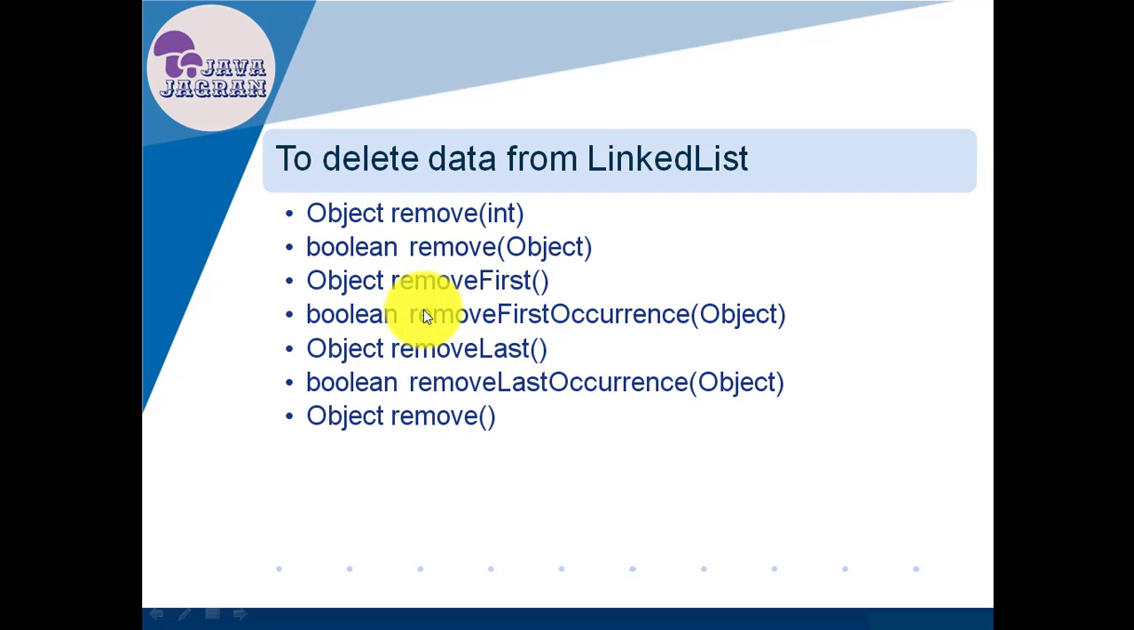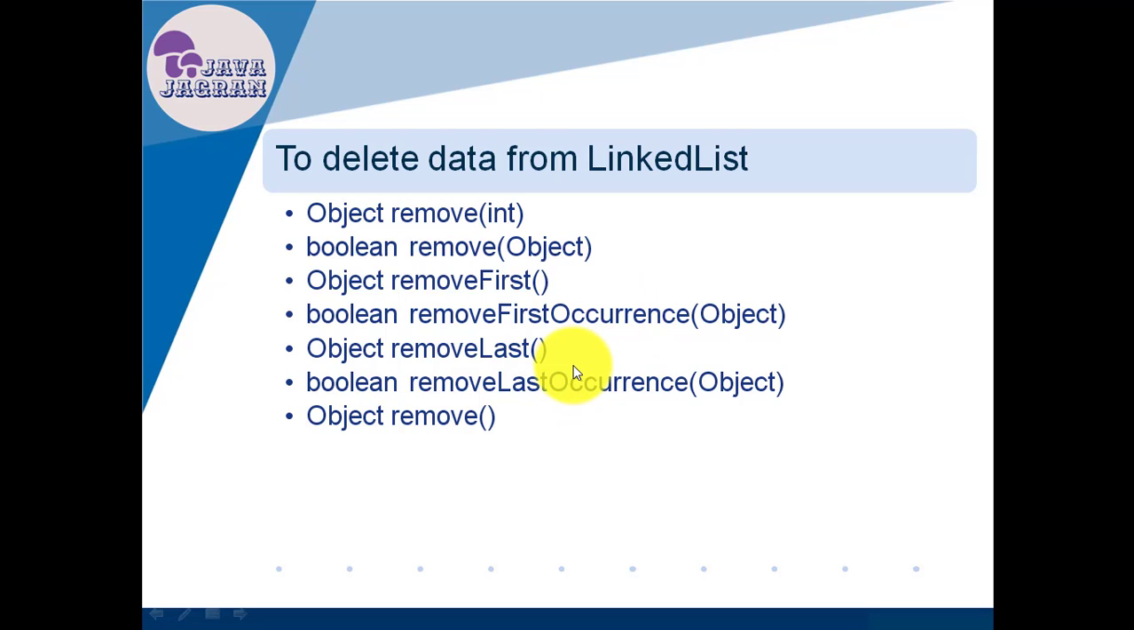The next method is removeFirstOccurrence. In this case, whatever object you are passing here will be searched in the list. It will start searching from the beginning, and wherever it finds that object, it will simply remove it. If that object is available and it's able to remove it, then it will return true, else it will return false. So this is how removeFirstOccurrence works.